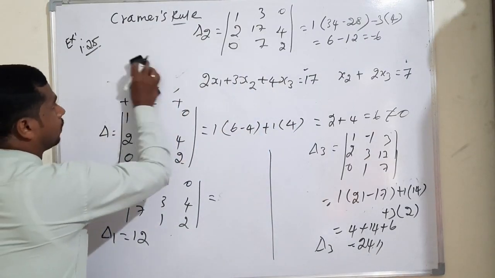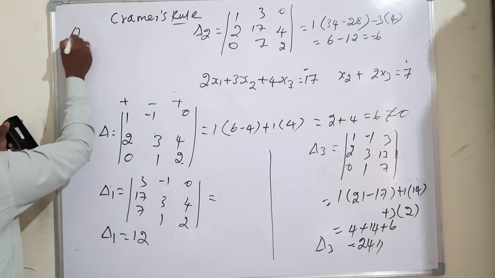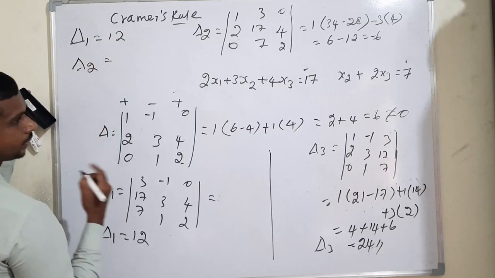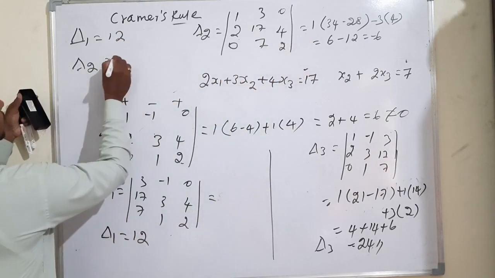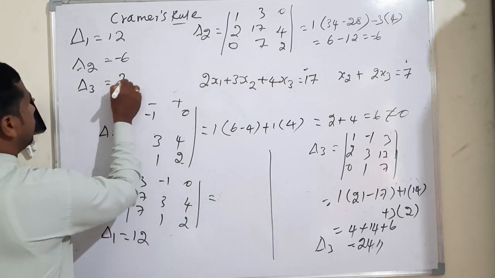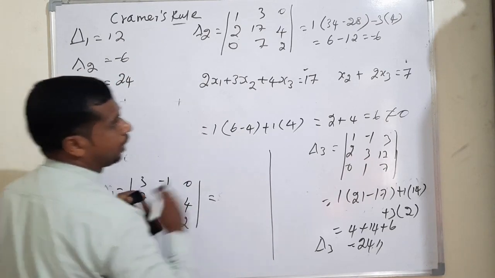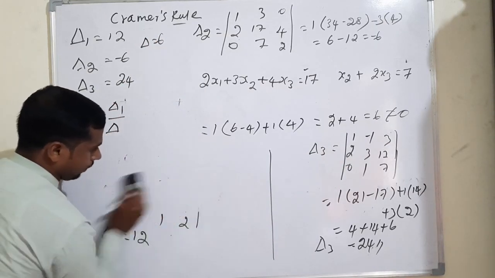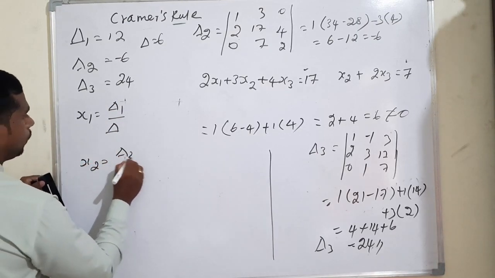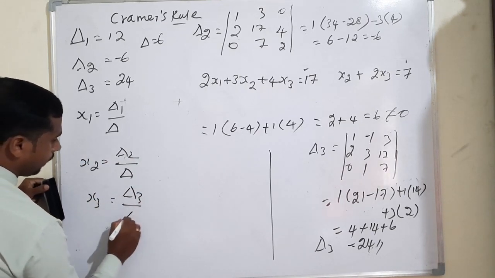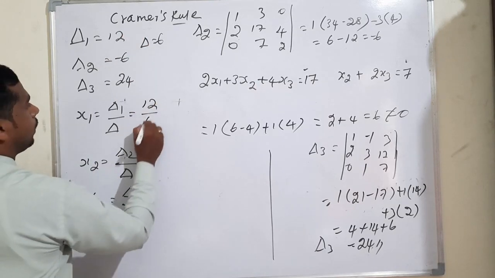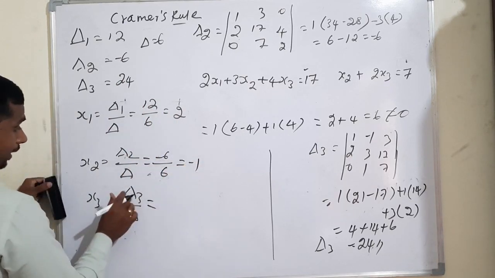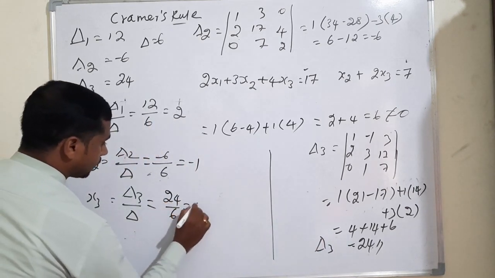So del 1 is equal to 12, del 2 is equal to minus 6, and del 3 is equal to 24. The del value we have is 6, so del is equal to 6. How to find x1? Del 1 by del. How to find x2? Del 2 divided by del. How to find x3? Del 3 divided by del. So del 1, 12 divided by 6, value will be 2. Then x2 means minus 6 divided by positive 6, that is minus 1. Del 3 value 24, 24 divided by 6, the answer is 4.